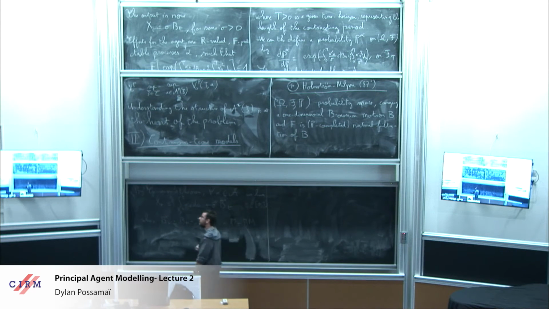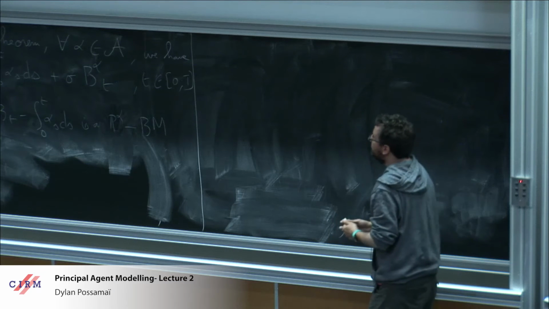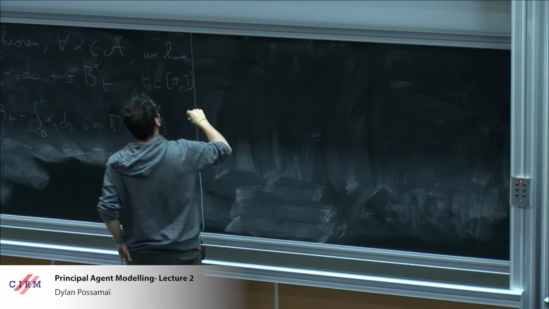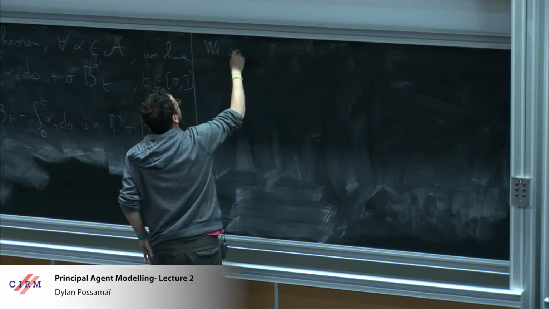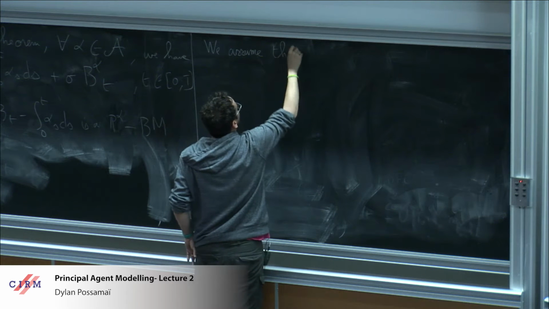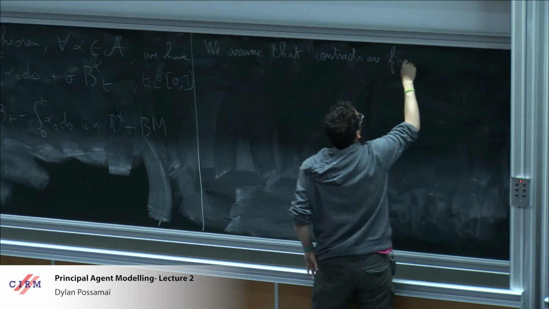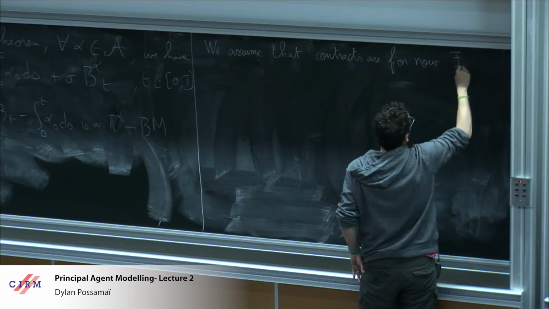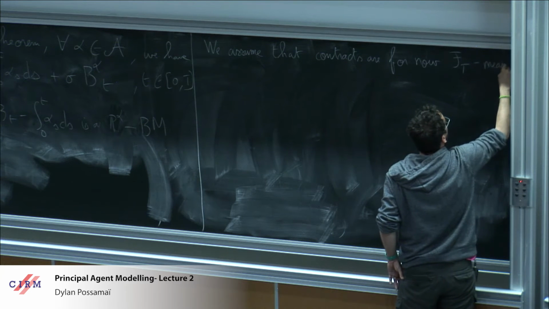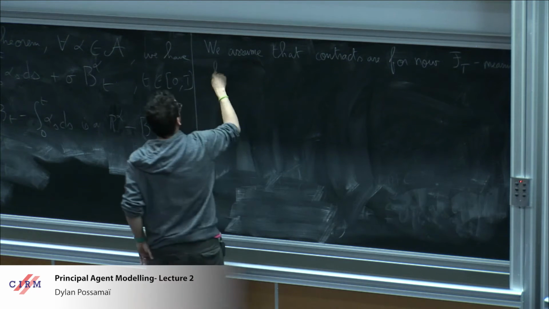So once you're here, what we need to define are the objectives of the agent and the principal, and it's going to be just one of the cases we saw this morning, the multiplicatively separable one, where everyone has exponential utility functions, okay? So here we assume now that contracts, therefore now, are F capital T measurable random variables.